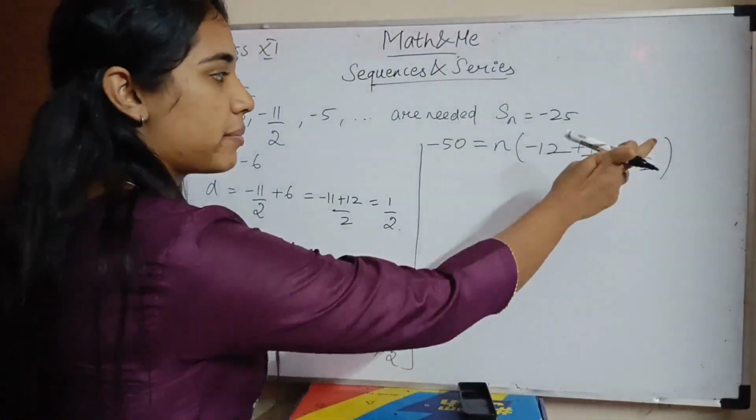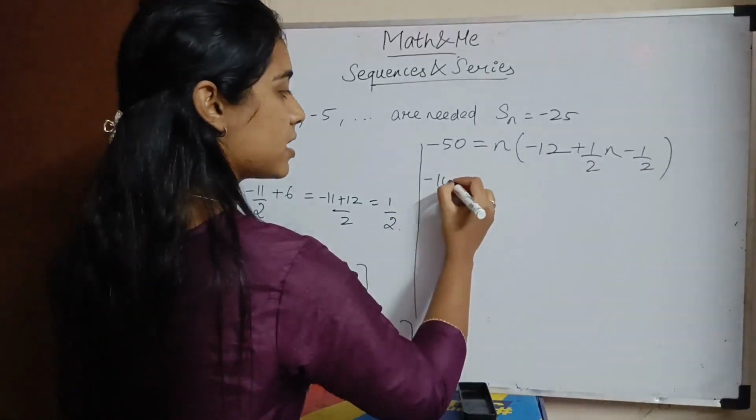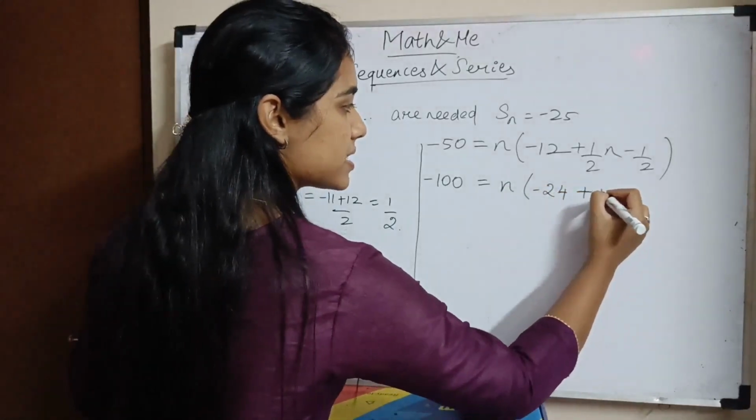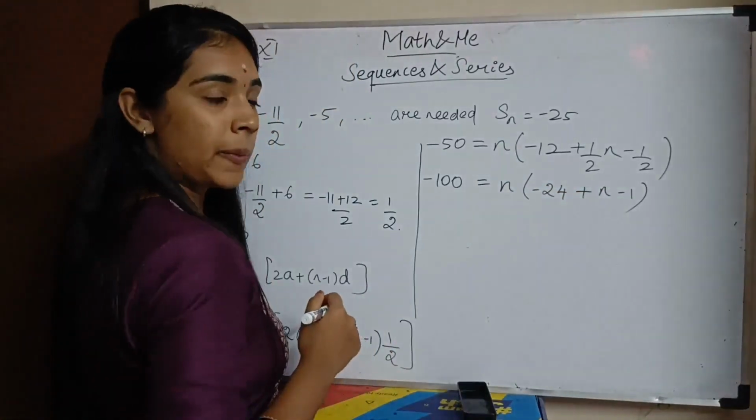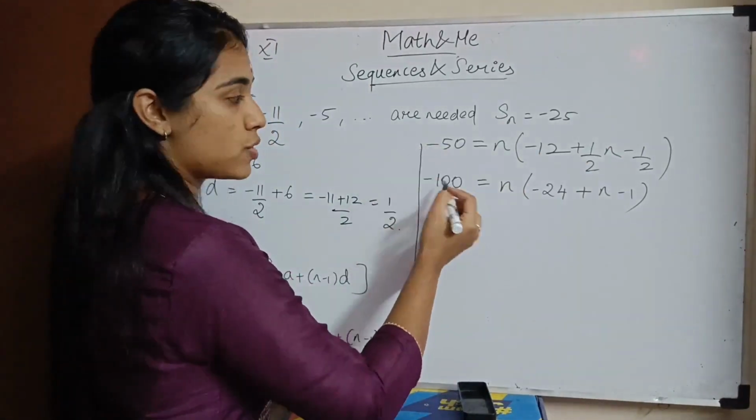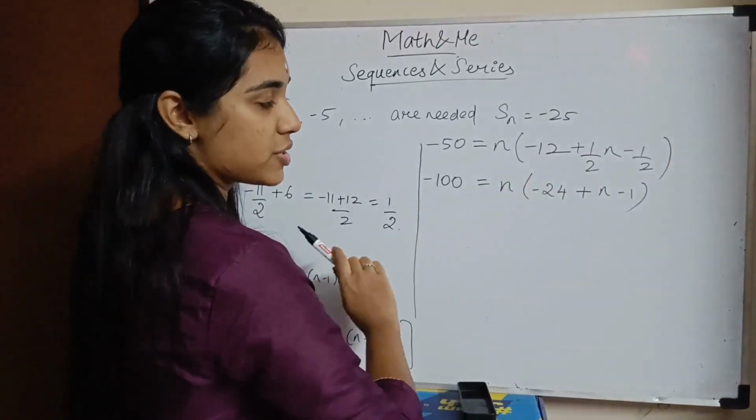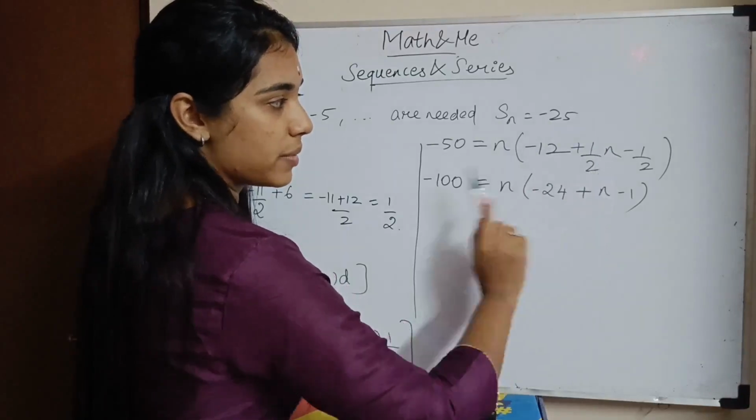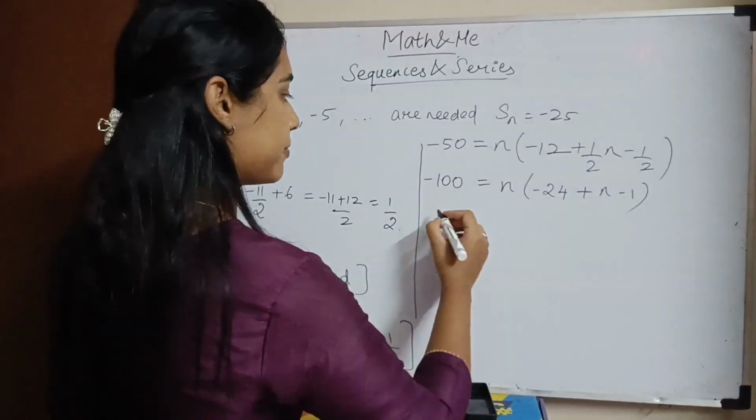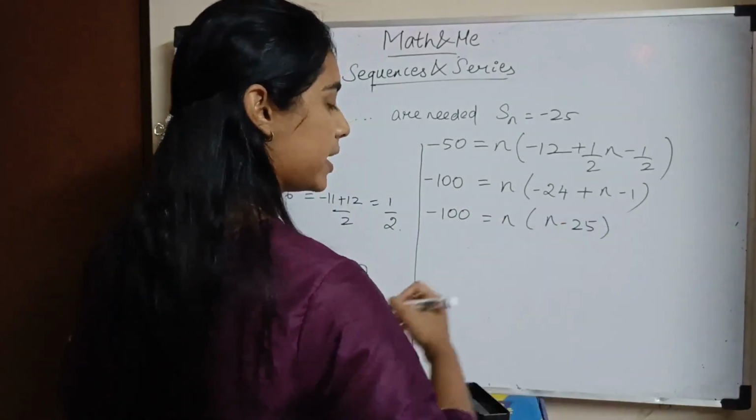Okay. So I multiply both sides by 2 to remove this 2. So what do I have? Minus 100 equals n times minus 24 plus n minus 1. What happens when we multiply both sides by 2? 50 times 2 is 100. Here multiplying by 2, it gets multiplied to each and every term. So you get minus 24. Here the 2 cancels, so it becomes n minus 1. So minus 24 minus 1 is minus 25.